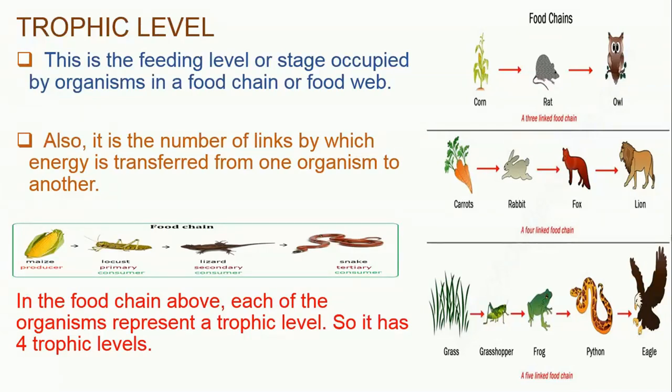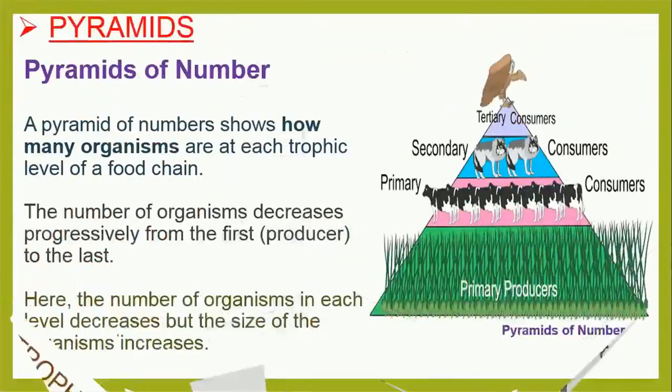Now our classwork here. The first food chain here, how many trophic levels do we have? Just count the organisms: corn, rat, owl. That means three. The second one, how many trophic levels do we have? Four. Good. And the last one, how many trophic levels do we have? Five. Good. So pyramids. We shall be discussing pyramids.